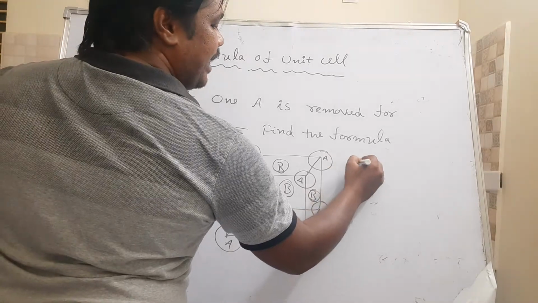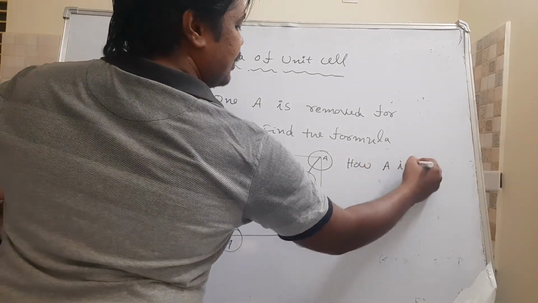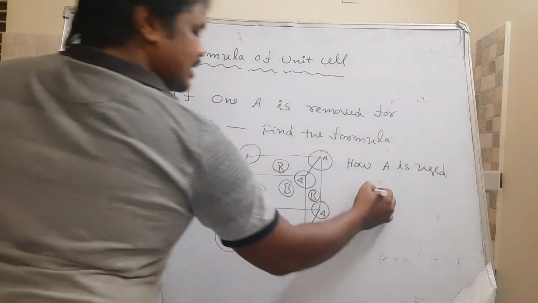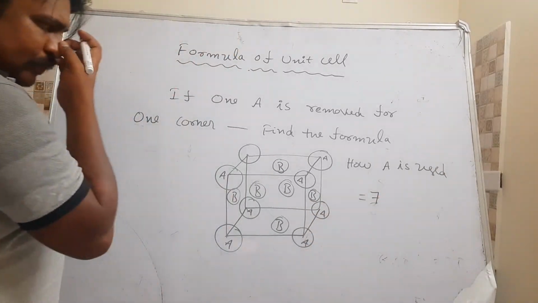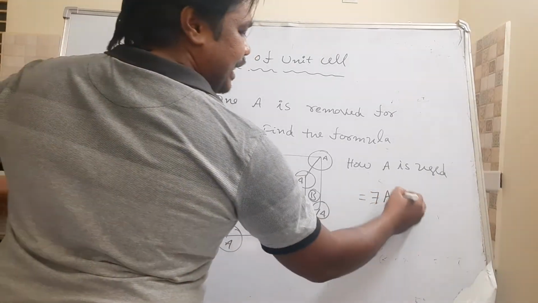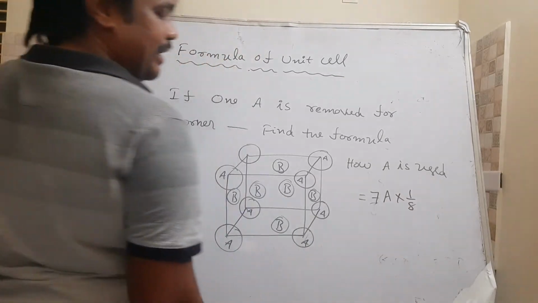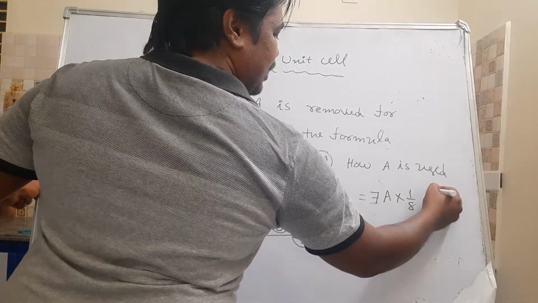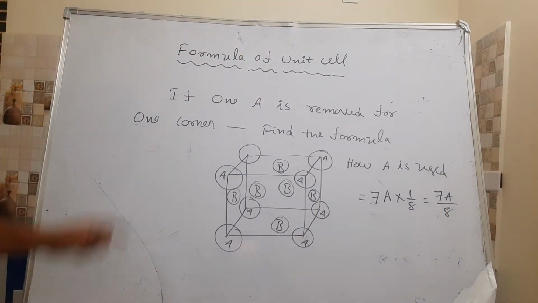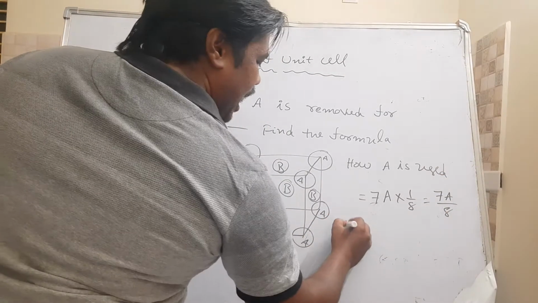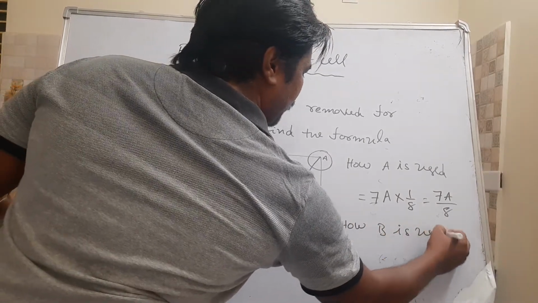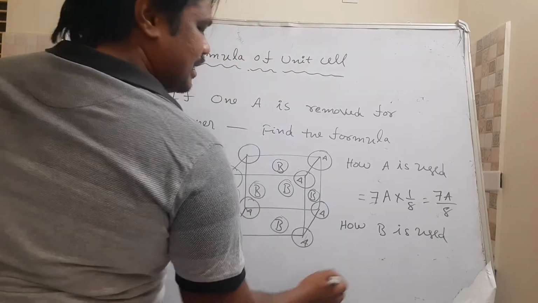Now, how is A used? How many A's are there? 7, since one is missing. Each contribution is 1 by 8, so it is 7A by 8. That is the usage of A in the unit cell. And how is B used, students? No change.